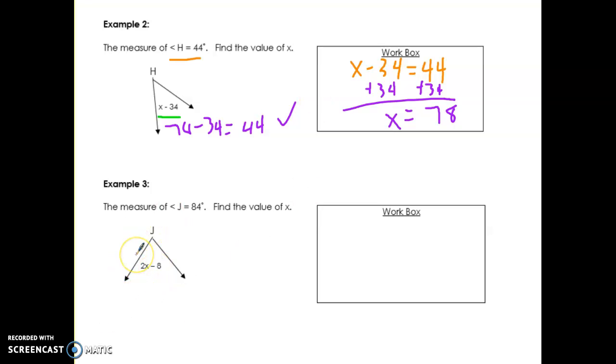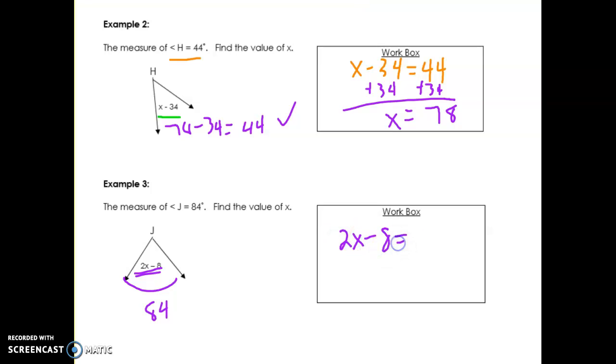All right, example 3 here. It says the measure of angle J is 84 degrees. Again, this angle is 84. It also tells us another way we could label that angle is by 2x minus 8. Those values are equal to each other since they're both referring to the measurement of angle J.